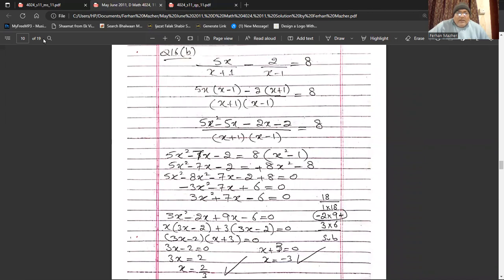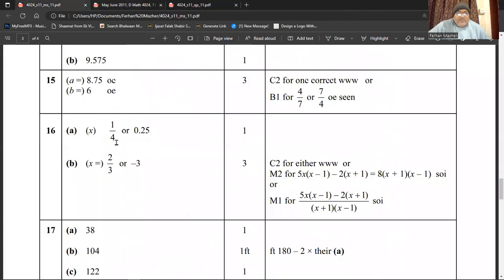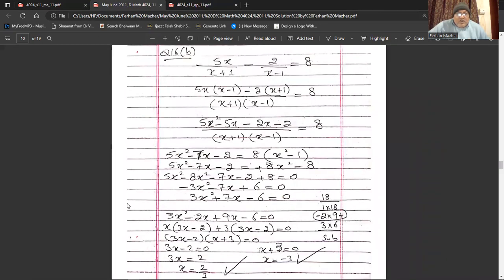So the whole answer is showing up on your screen. Let me check. 2 by 3 and minus 3 is the answer. 2 by 3 and minus 3 is the right answer. So that's how you do this question number 16, it's B part.